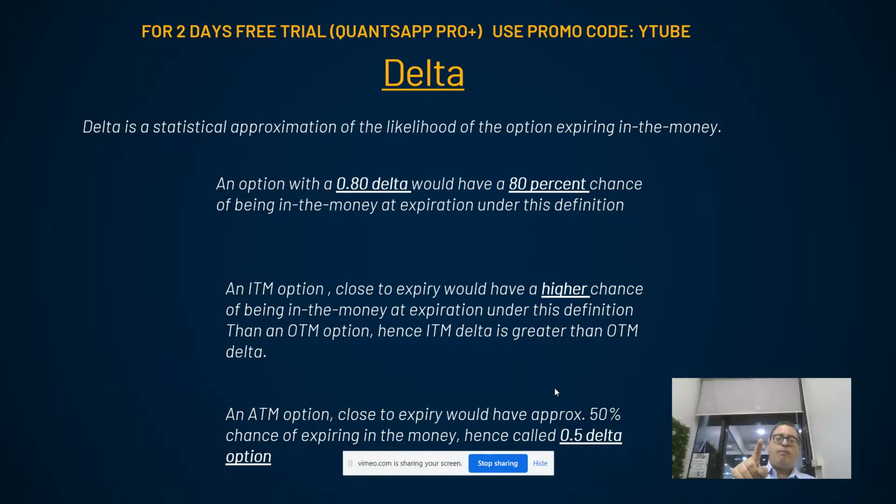Similarly, an ATM option close to expiry has close to a 50% chance of expiring in the money. So there's a probability the stock might go up or go down. So there's a 50% chance. Hence, it's called a 0.5 delta option.